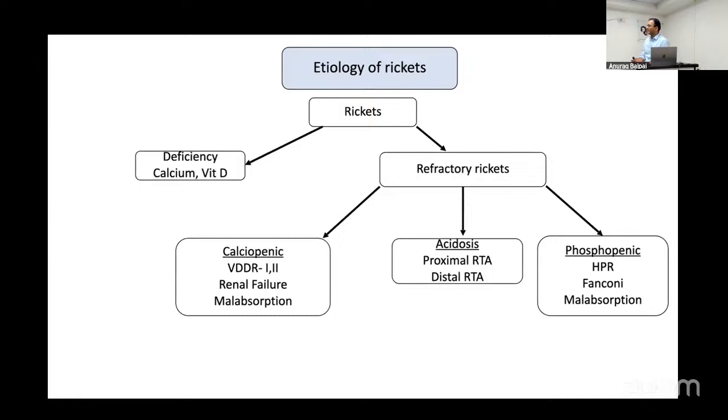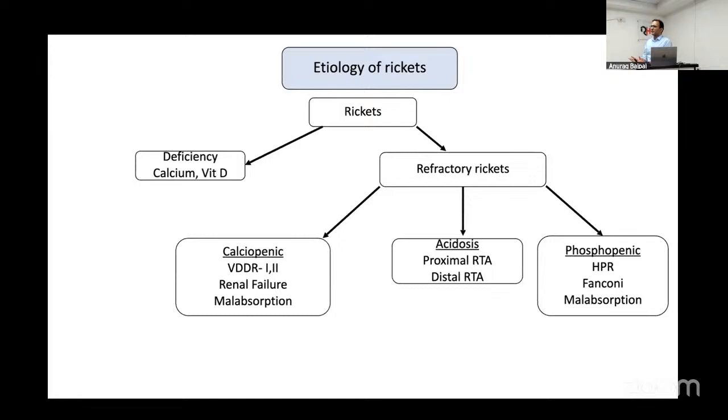So in refractory rickets, we have calcipenic, in which VDDR1 and 2 are there; renal failure and malabsorption can be there; acidosis, which is proximal or distal; and phosphopenic, hypophosphatemic rickets, Fanconi syndrome, or malabsorption. Could this have been hypophosphatemic rickets? Can hypophosphatemic rickets have acidosis? No. Can it have hypercalciuria? No. Calcium was normal in this case also. What about hypercalciuria? Can you have hypophosphatemic rickets with hypercalciuria?